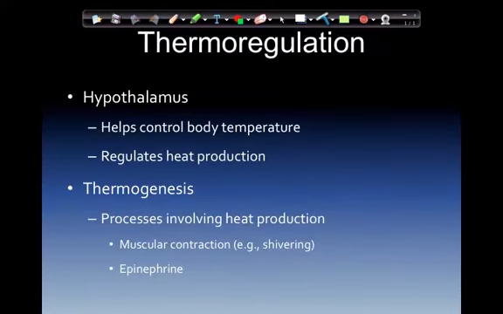Thermoregulation: the hypothalamus helps us control body temperature and regulates heat production. Thermogenesis, the process involving heat production, includes muscular contraction and shivering, which is rhythmic contractions of the muscle at a rate of about 20 contractions per second. Epinephrine, more specifically adrenaline here, controls peripheral blood flow and can reduce blood flow to the skin, and also can increase glycogen metabolism. Epinephrine, in the case of shock or poor cardiac output, is one of the first defense mechanisms released for compensation.